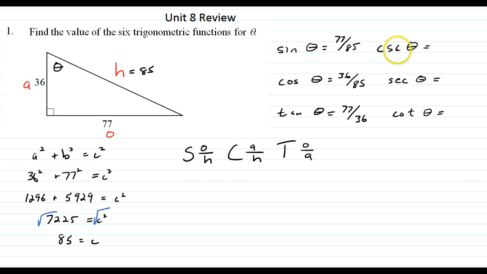And so now the cosecant is just a reciprocal of sine, so all you got to do is flip these fractions. So here are our 6 trig functions for theta.